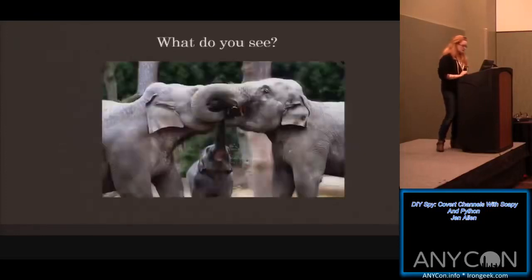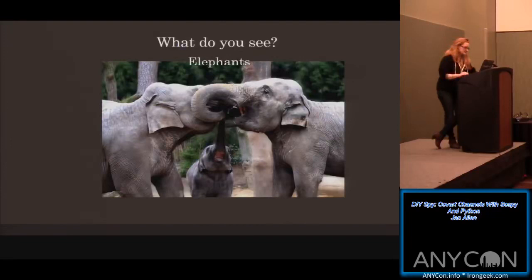So first of all, covert channels, again, elephants, right? We see elephants. So that's the obvious, right? This is us seeing an HTTP packet on the network. Okay, we've got somebody trying to get a website.